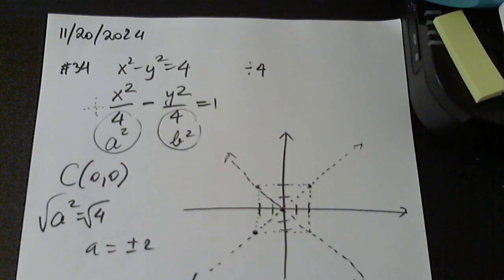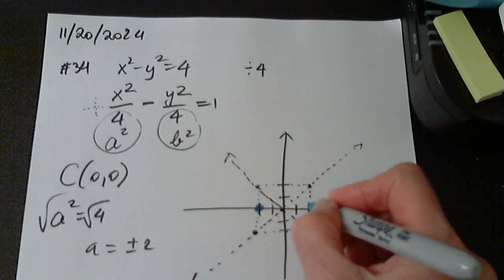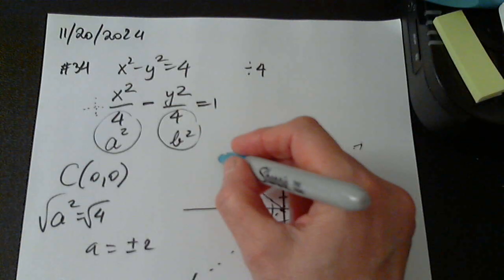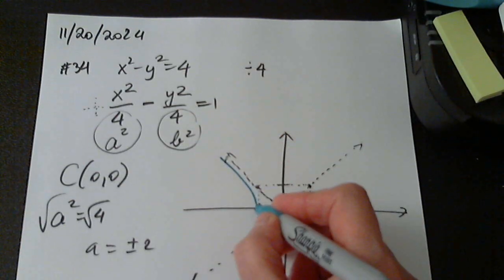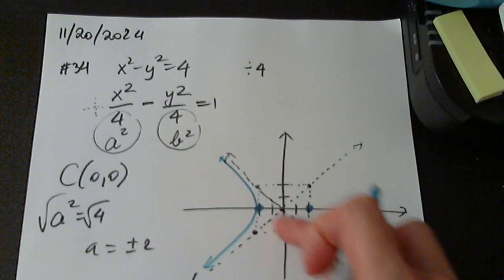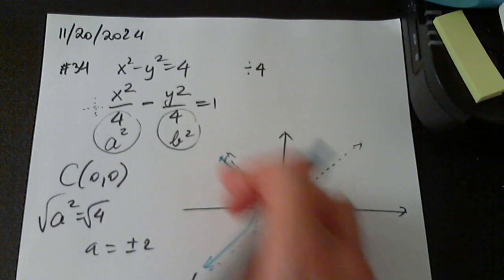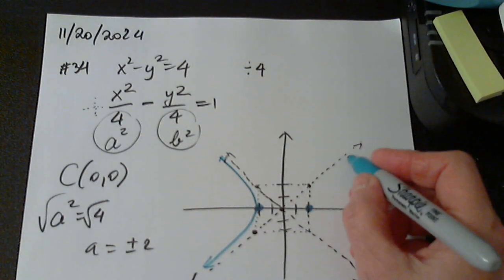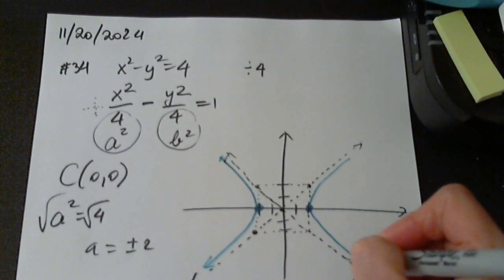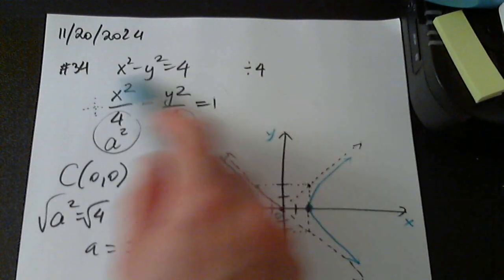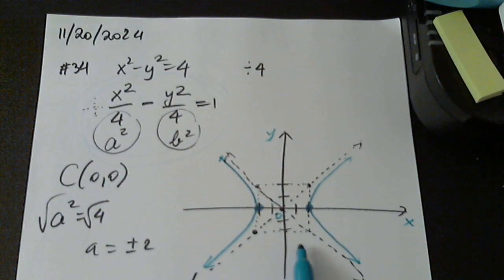So now I'm ready to graph it. The vertices have to be right here on the sides of either square or rectangle. And now I'm ready to graph the hyperbola. These branches have to approach these asymptotes, as we say, asymptotically. Closer and closer, closer and closer. And the same thing on this side. So this is this hyperbola. This equation is this.